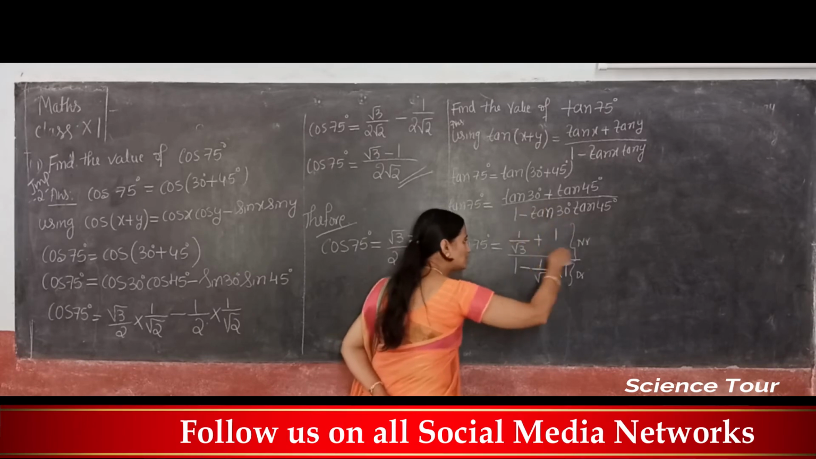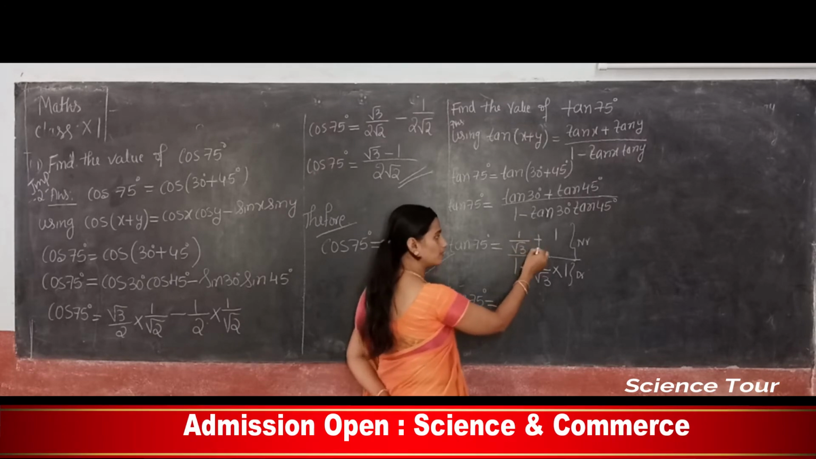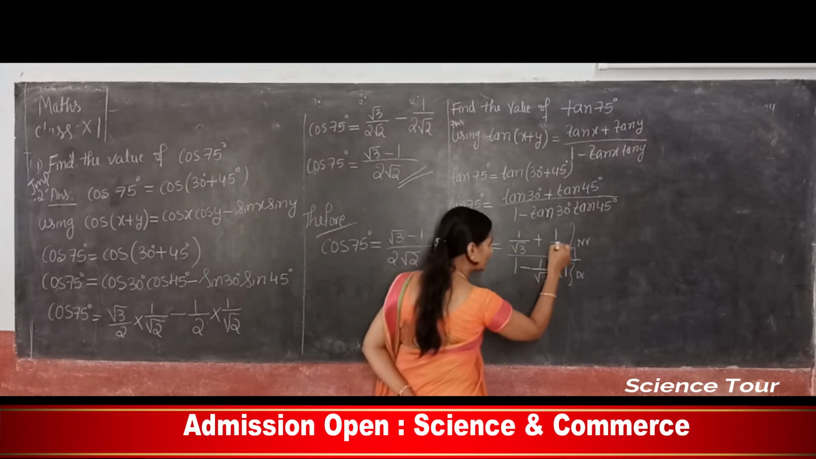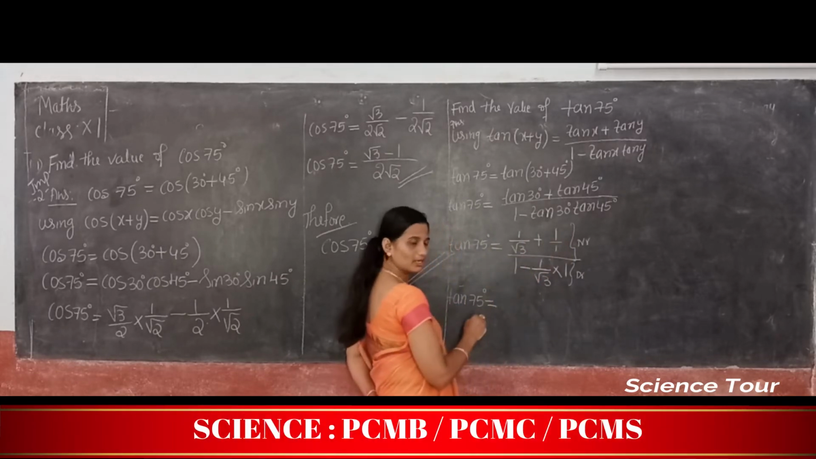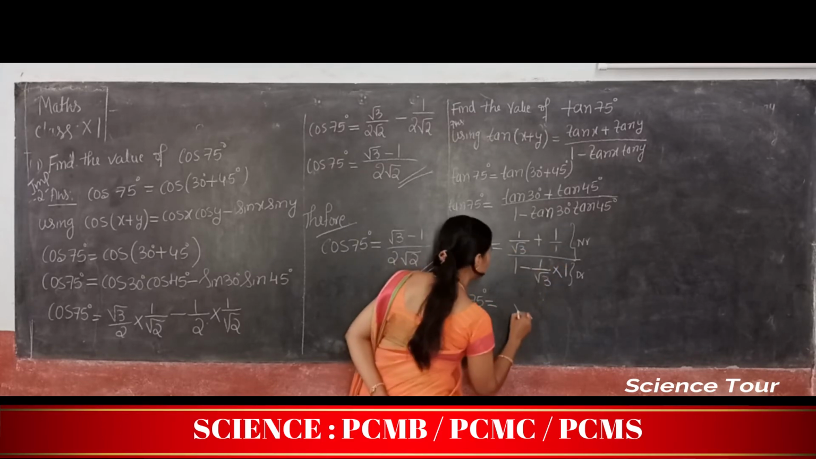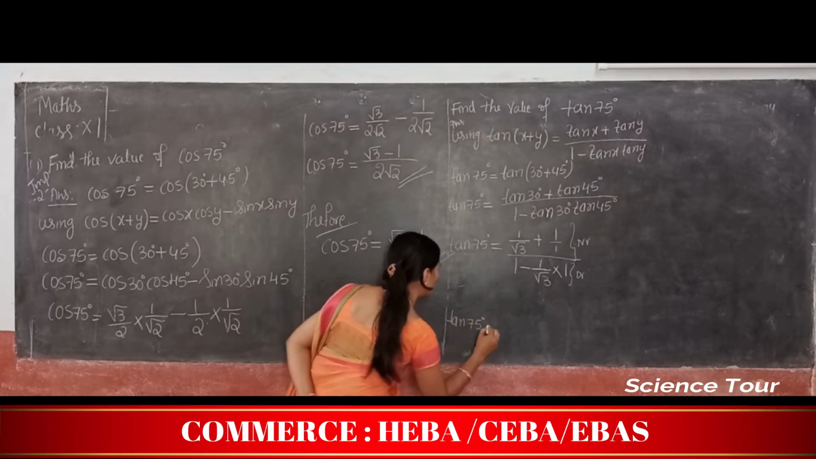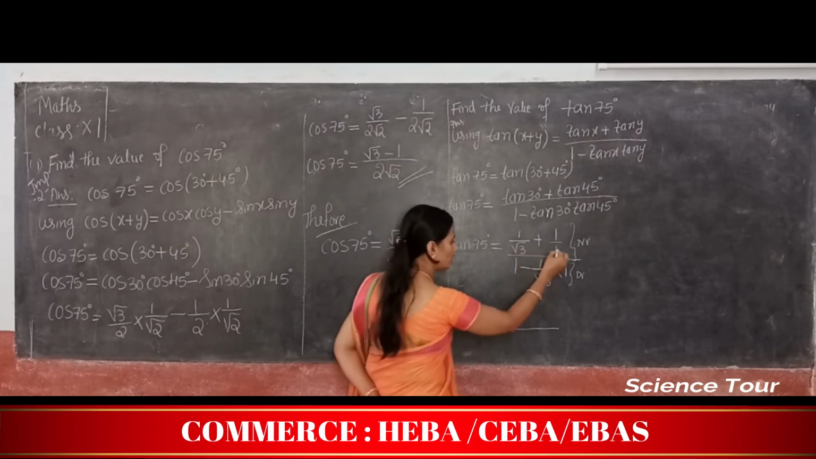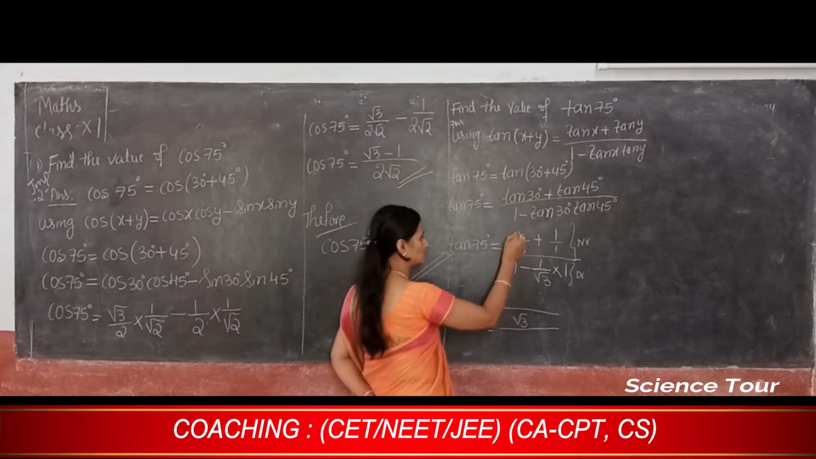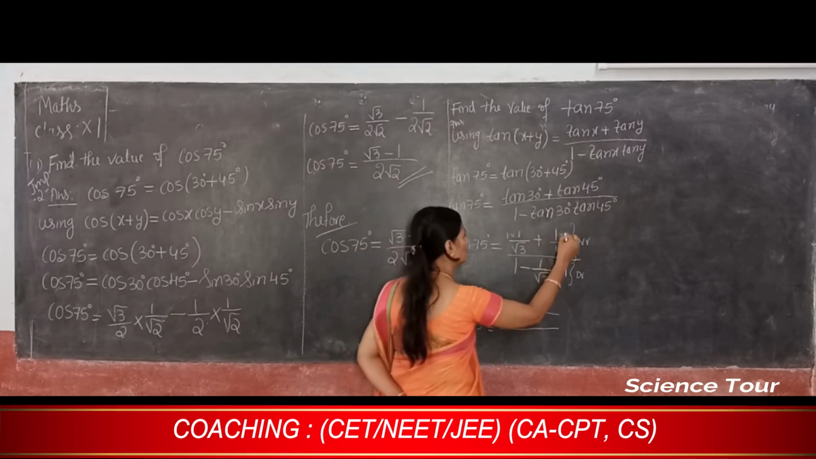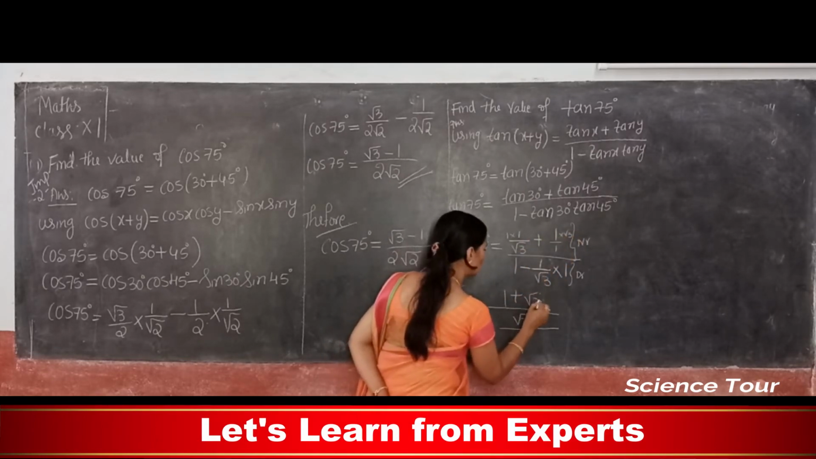Now simplify this numerator. How to simplify that numerator? Numerator is 1 by root 3 plus 1, right? So that means you have to take the LCM. 1 can be written as 1 divided by 1, right? So root 3 and 1, the LCM is root 3. Root 3 into how much is root 3? 1 into 1 is 1, plus 1 into root 3 is root 3, right?